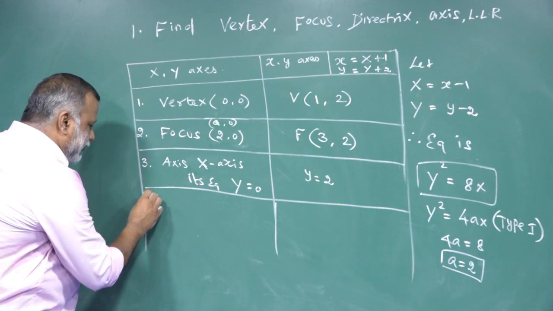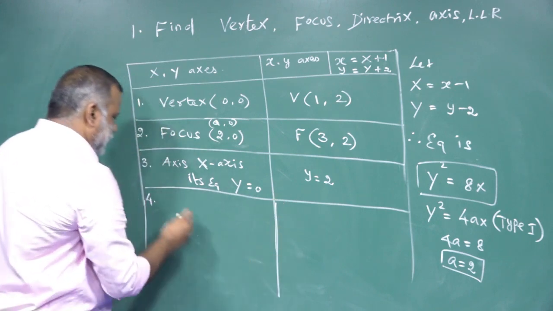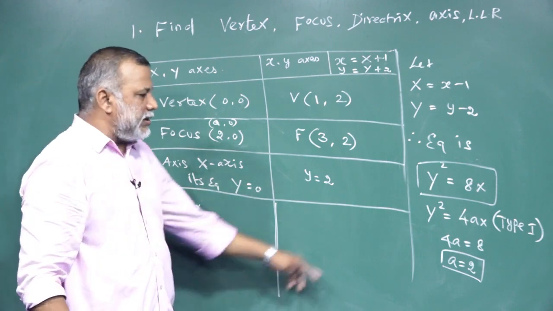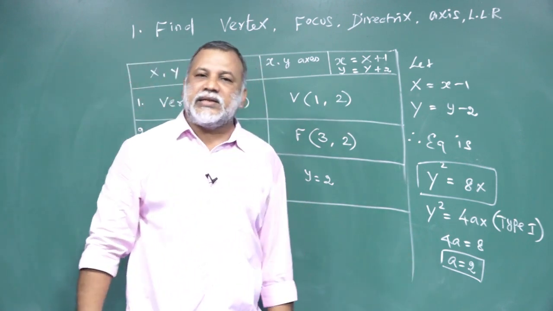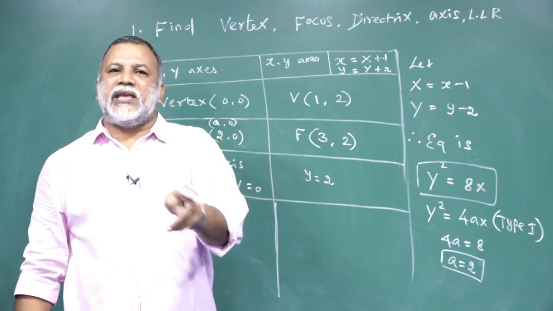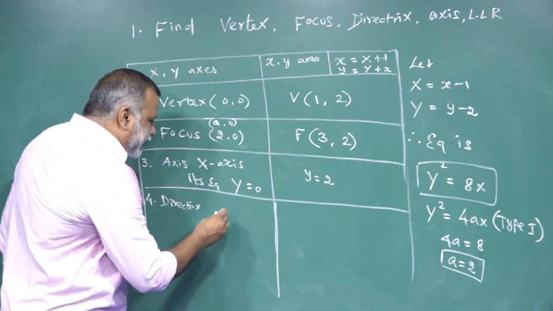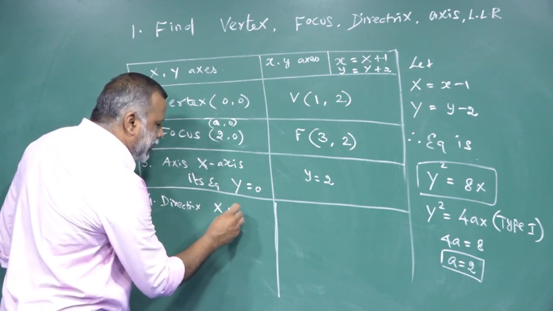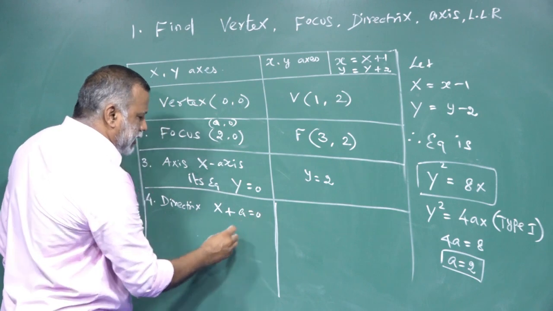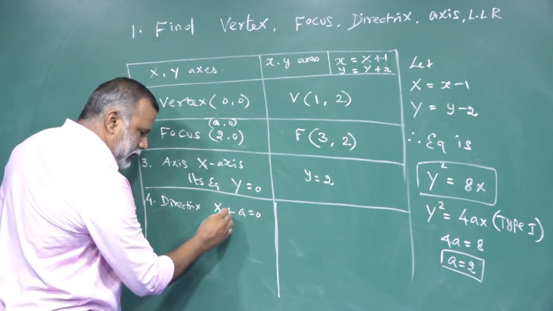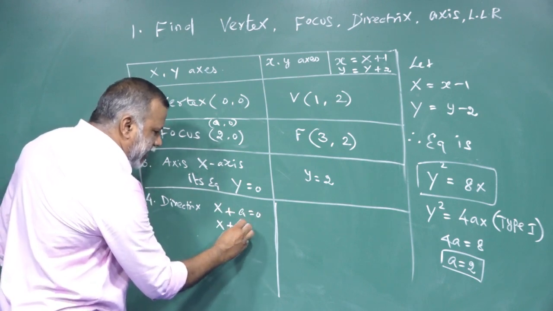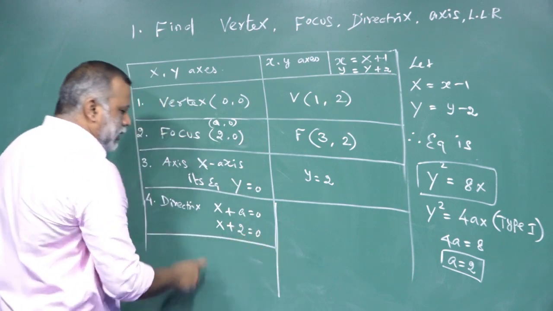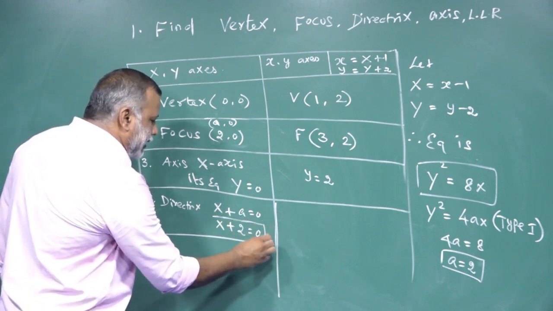Number 4 is directrix. What is the equation of the directrix in type number 1? X plus a equal to 0. So instead of X, use capital X, plus a. Instead of a, if you want, you can write the formula: X plus a equal to 0. Instead of X, use capital X, and instead of a, use the number 2. So X plus 2 equal to 0. This is the equation of the directrix.